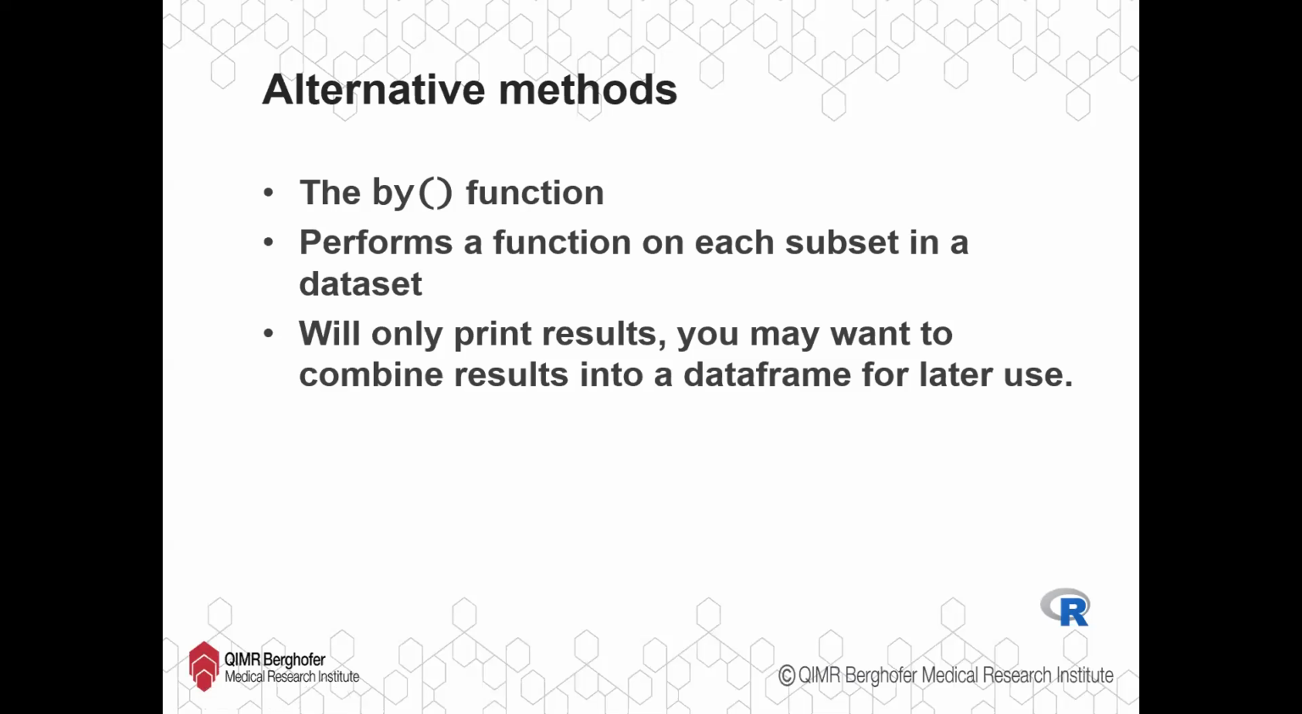But just to reiterate again, the by function performs a function on each subset in a data set. So you give it a data set, you give it some indices to split up the data set, and then you say which function you want. And you can do a simple function, or you can make your own more complicated function. That can be a way to print results quickly from a data set. And then of course, if you want to somehow combine those results, you can.